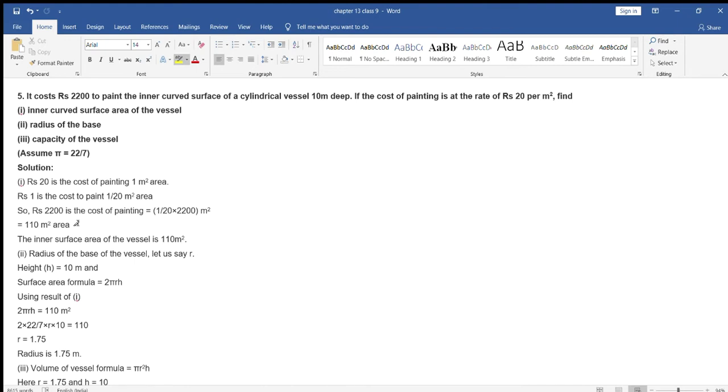Now the second part is we have to find out the radius of the base. So if we assume it as r, height is 10, surface area is 2 pi rh, and that we know, वो हमें पता है, it is 110. So using that formula, 2 pi rh is equal to 110. Here we know 2, we know pi, we know 10, 110 हमें पता है. So putting the values we can easily find out the r. So this is our second part.